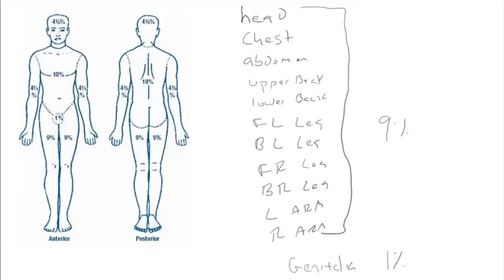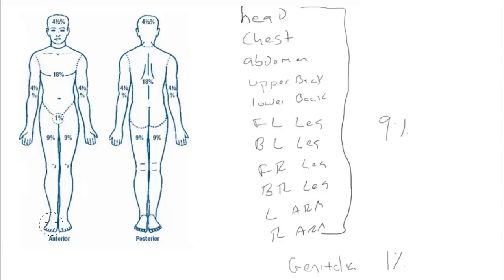So let's go a little bit further, make sure everybody understands. If someone has a burn to the face, it's only going to be 4.5%, but if the burn covers their whole head, the face, and the back of their head, now we're looking at 9%. If someone had a burn that covered just the anterior portion of their arm, it'll be 4.5%. If it's circumferential, covering the entire arm, anterior and posterior, it'll be 9%.